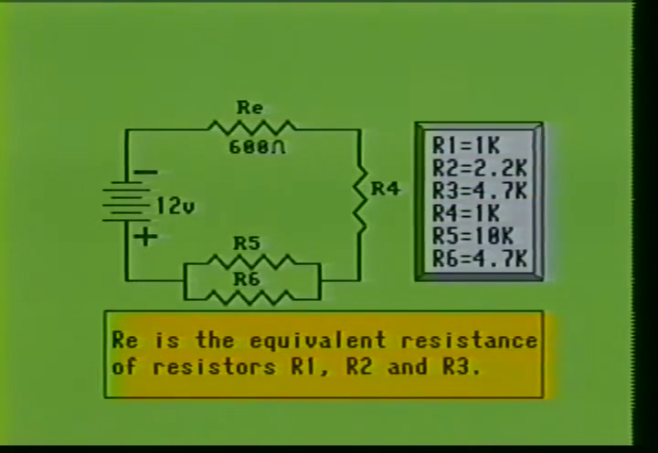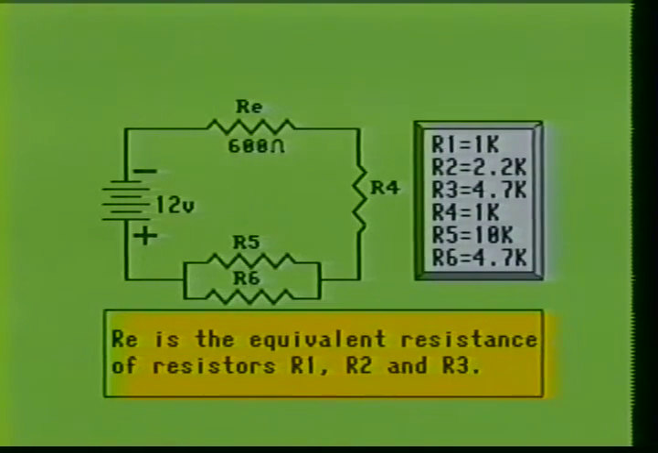We have redrawn our circuits with the new equivalent resistance values for R1, R2, and R3. We have labeled it RE for equivalent resistance. Its value is 600 ohms.